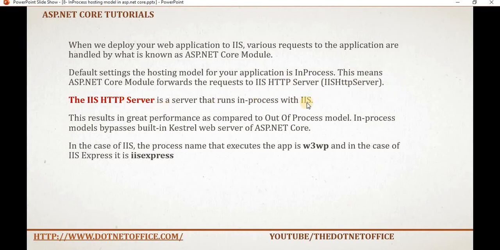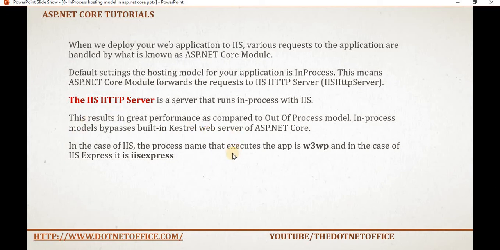So basically it is a server that runs the process with IIS, and this results in great performance as compared to the out of process. And in a bit we will understand why in process has the greatest performance over out of process. So basically the in process module bypasses the built-in Kestrel web server of ASP.NET Core. When we use out of process, it uses the Kestrel web server, and in process it doesn't use the Kestrel server.